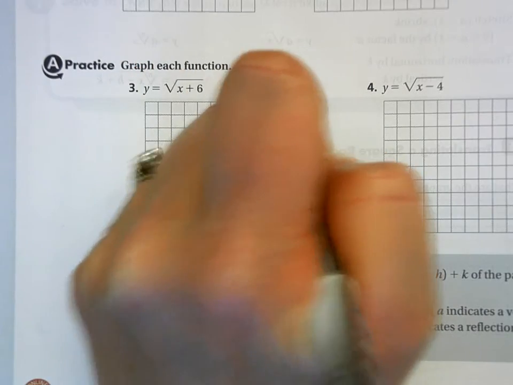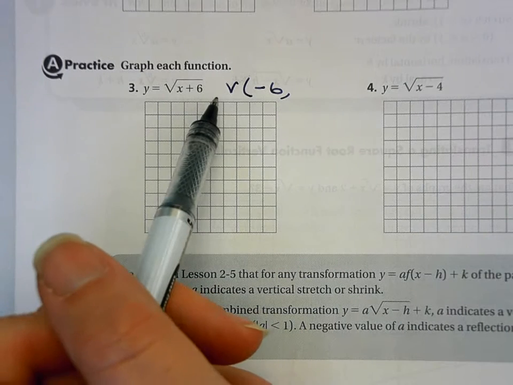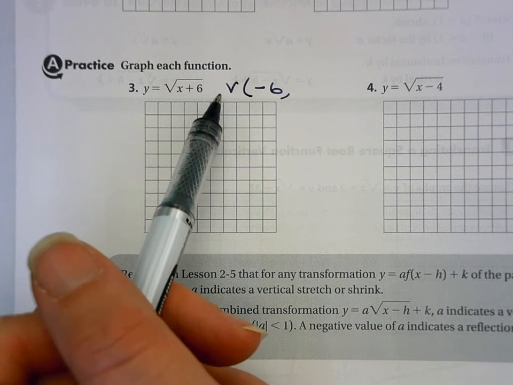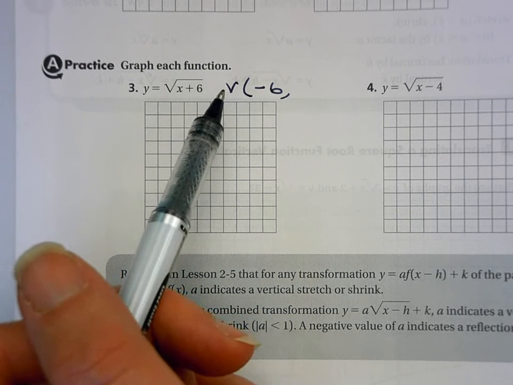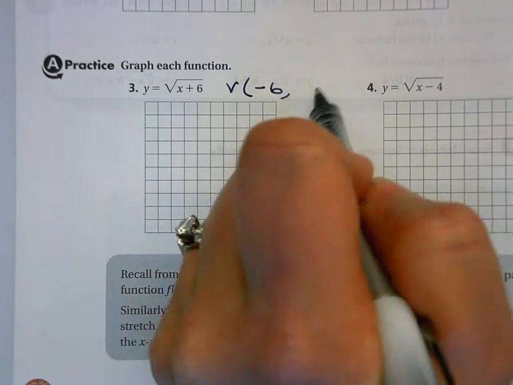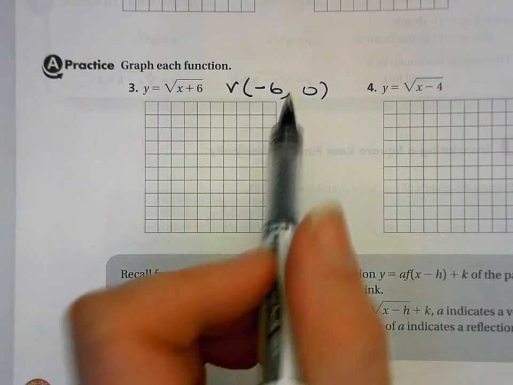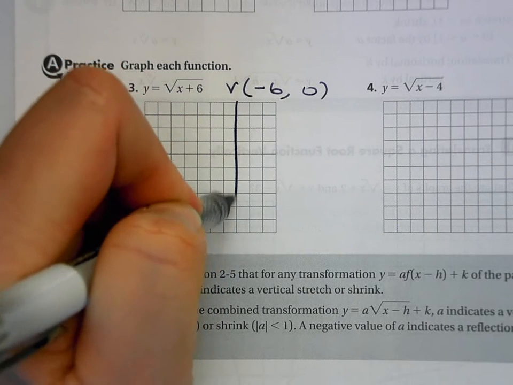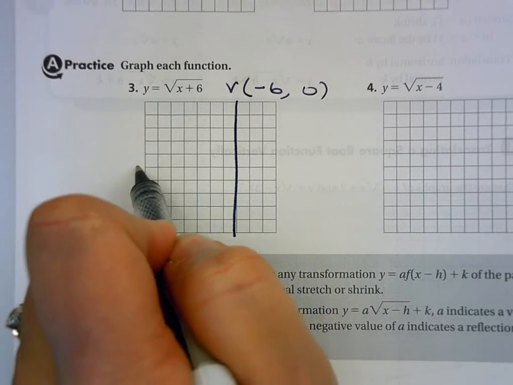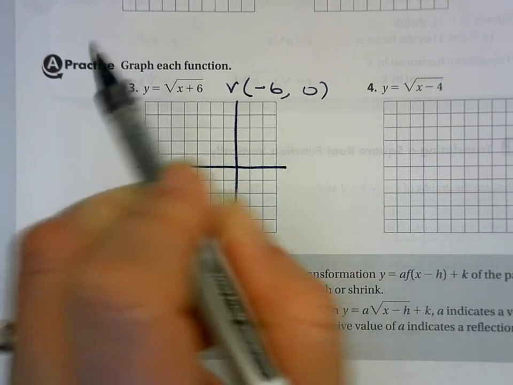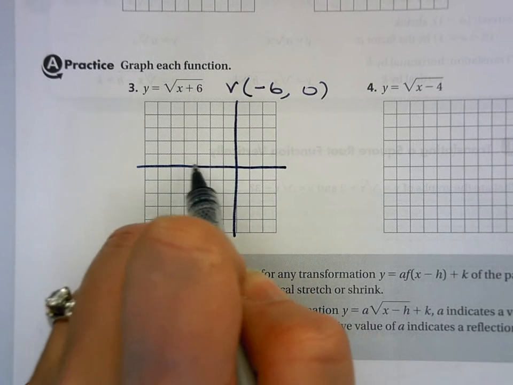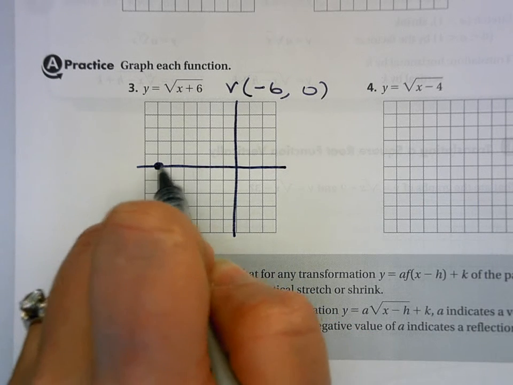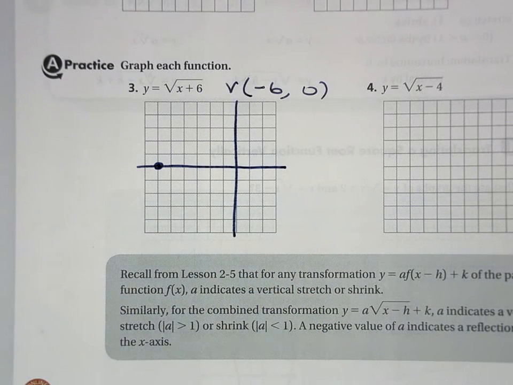It's going to be -6, right, because it's grouped, and there's no straggler number. So if there's no straggler number, there's nothing affecting the y, nothing to add over to the y. So that would be 0. So I know I need to go left 6, so I'm going to make my y-axis over here somewhere. And so left 6, so 1, 2, 3, 4, 5, 6. So -6, 0. So there's my vertex.